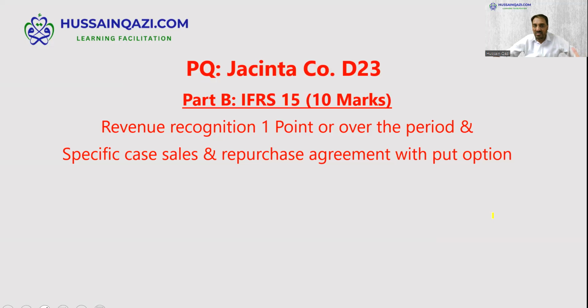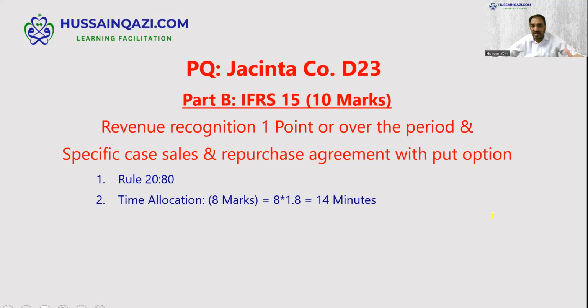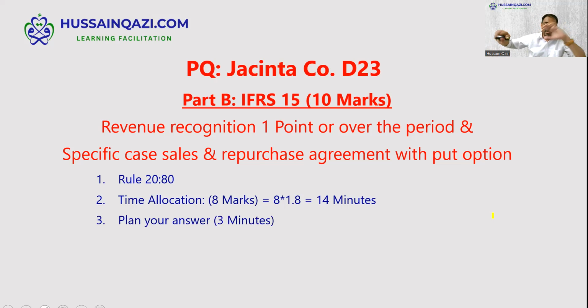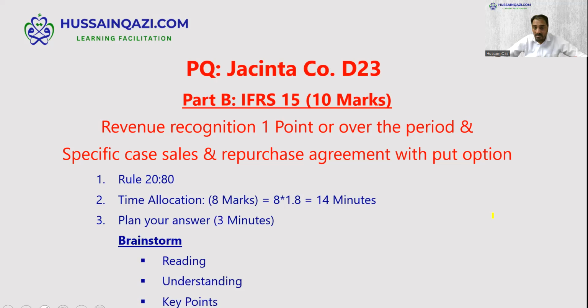There are two aspects: revenue recognition, at one point or over the period, and a specific case about a sale and repurchase agreement with a put option. The rule is 20/80, a 10-mark question. Time allocation: first of all, allocate the time. Total 14 minutes you have. Plan your answer for at least 3 to 4 minutes. Read it carefully. Identify the case. Brainstorm. Reading, understanding, identify the key points.